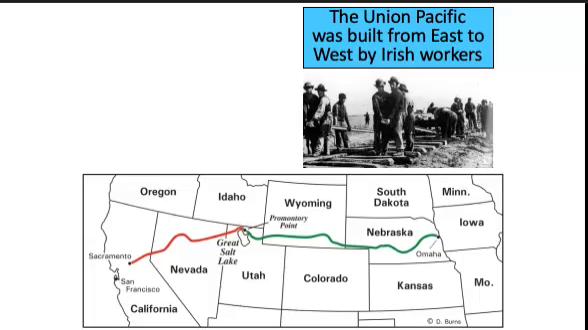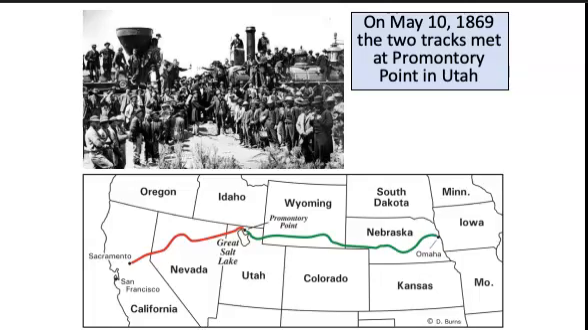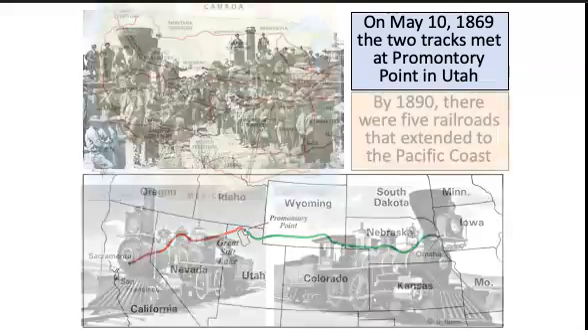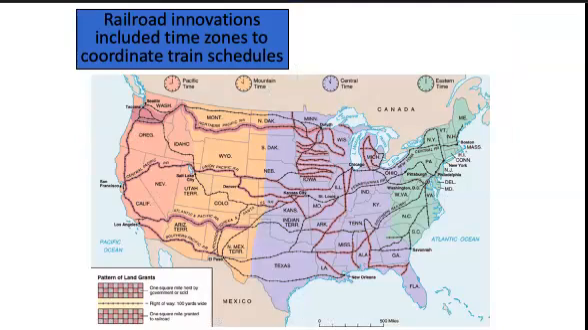Now, working the other way was the Central Pacific, and it started in Sacramento and then met up at Promontory Point, mostly built by Chinese workers during this particular time. Now, famously, they met on May 10th, 1869 at Promontory Point, Utah, and completed the first transcontinental railroad. Now, over the next 21 years, an additional 5 railroads would be completed that connected the east to the Pacific coast. Now, the creation of railroads also had other important innovations as well. One of the major innovations was the creation of time zones to coordinate train schedules.